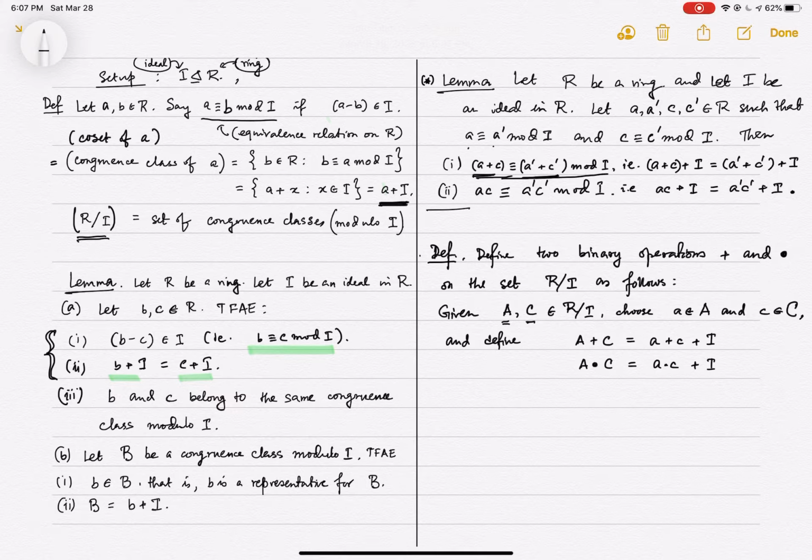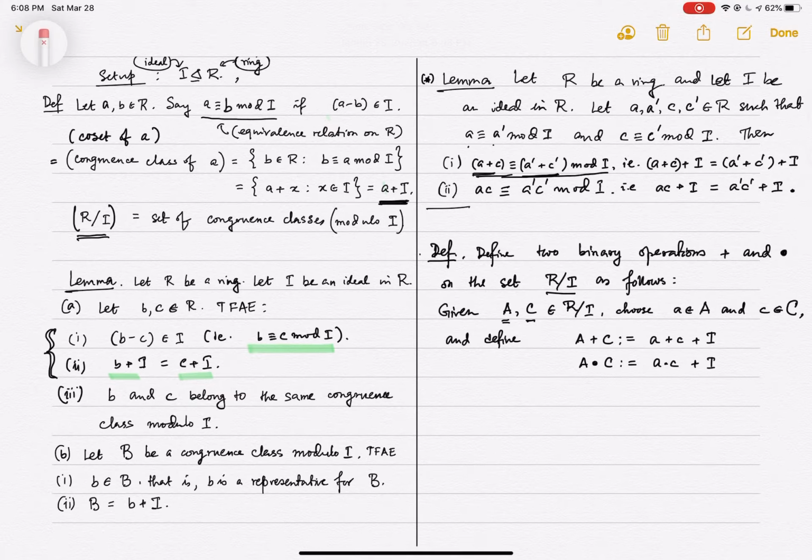So the sum and the product that you see on the right hand side, these are the sum and the product of the ring R, because little a and little c belong to R. And the sum and the product you see on the left hand side, these are the new sum and the new product that we are defining on this set R mod I. The right hand side is the definition of the left hand side. Sometimes that's denoted like this, that you define this thing to be that thing.